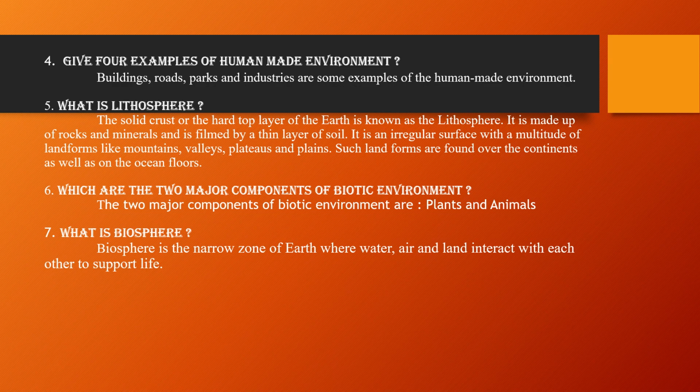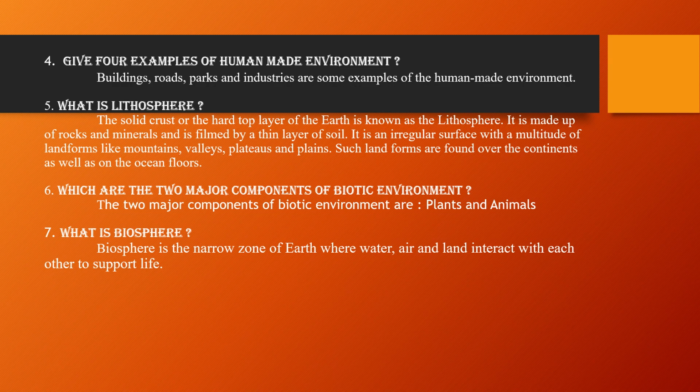What is lithosphere? Children, we have studied and I have explained to you very well about lithosphere. Lithosphere is that domain in which we live. This is the uppermost layer of the earth's crust. The solid crust or the hard top layer of the earth is known as lithosphere. It is made up of rocks and minerals and is covered by a very thin layer of soil. The surface of the lithosphere is very irregular with a multitude of landforms like mountains, valleys, plateaus and plains. Such landforms are found over the continents as well as on the ocean floors.